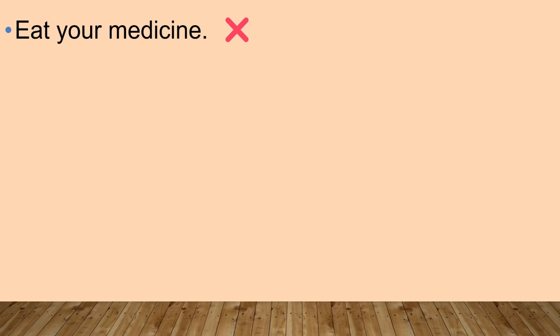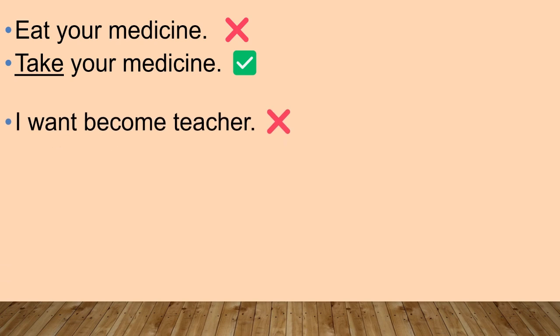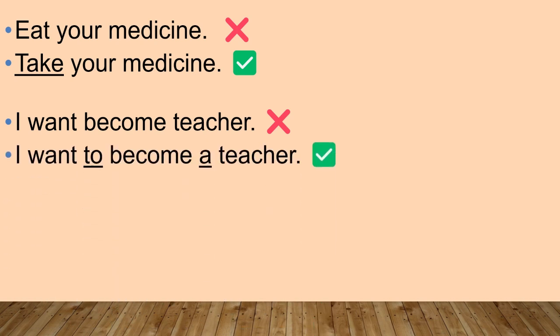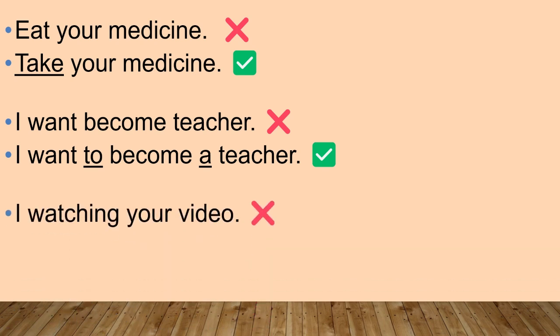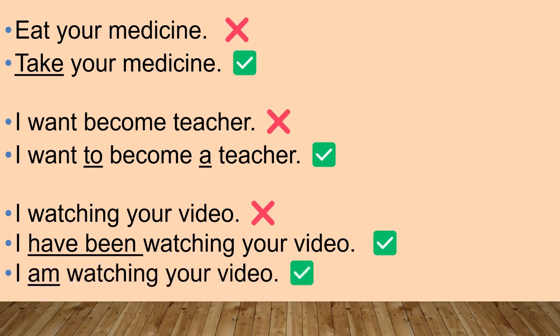Eat your medicine is not correct. The correct form is take your medicine. I won't become teacher is not correct. The correct form is I want to become a teacher. I watching your video is not correct. The correct form is I have been watching your video. Also, I am watching your video is correct.